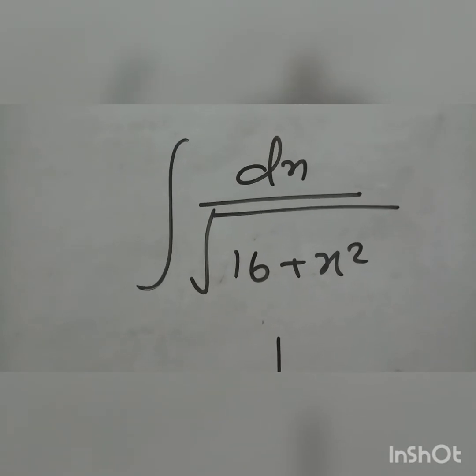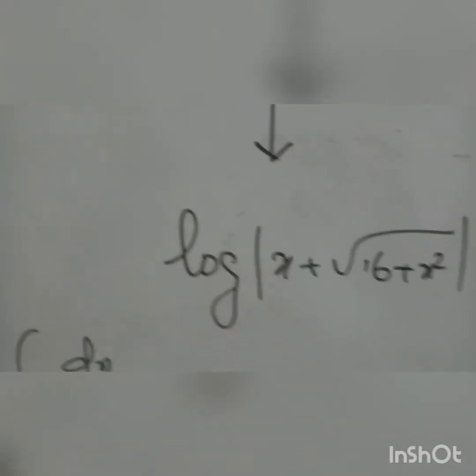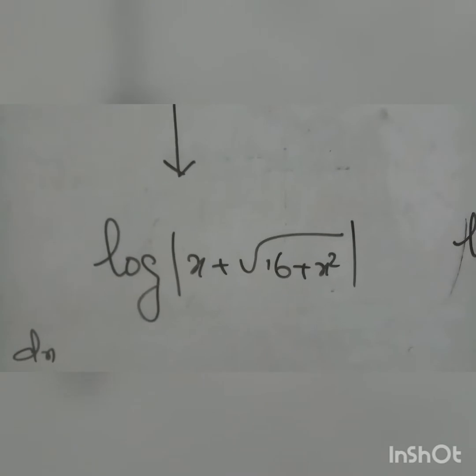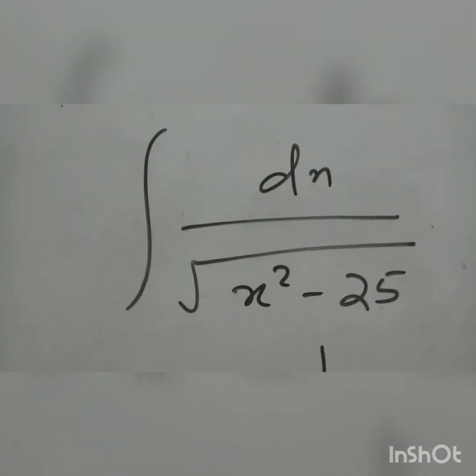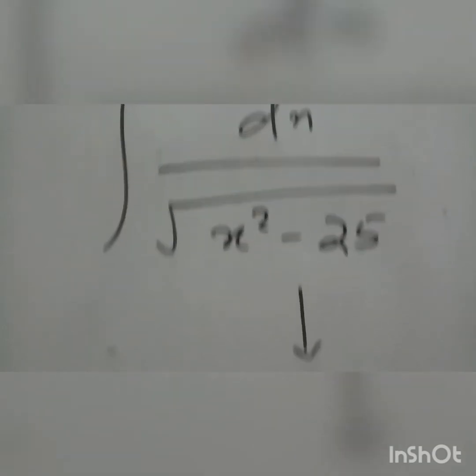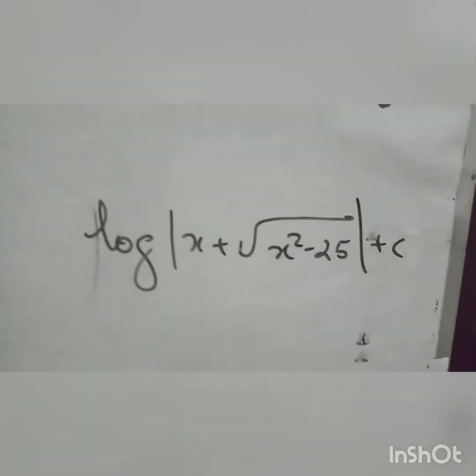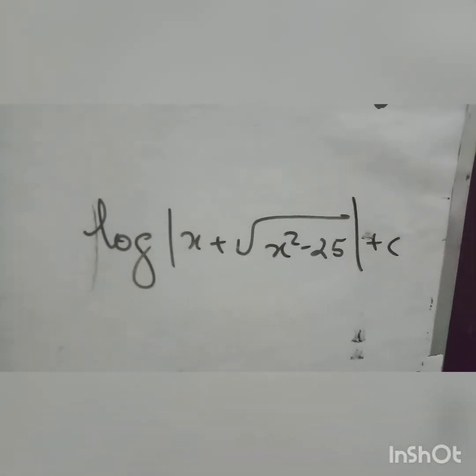Next problem is integral dx divided by root of 16 plus x square. That 16 can be written as 4 square. So the answer is log of mod of x plus root of 16 plus x square. Next problem is integral dx divided by root of x square minus 25. That is log of mod of x plus root of x square minus 25 plus c.